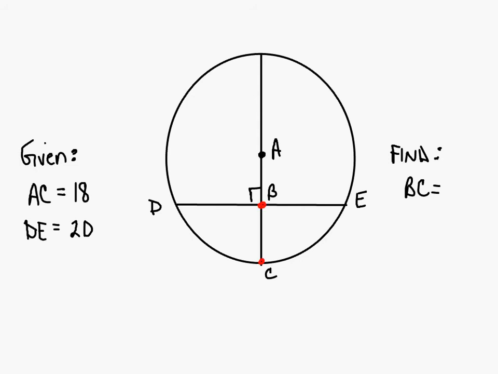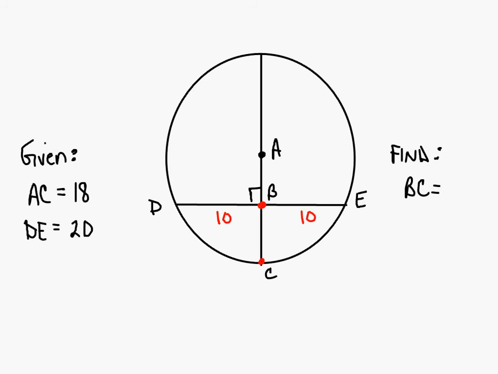All right, D to E, what do you got here? You've got a diameter that intersects a chord at 90 degrees. So what does it do to the chord? Cuts it in half. So if D to E is 20, how far is it from D to B? So that's 10, and this is 10.